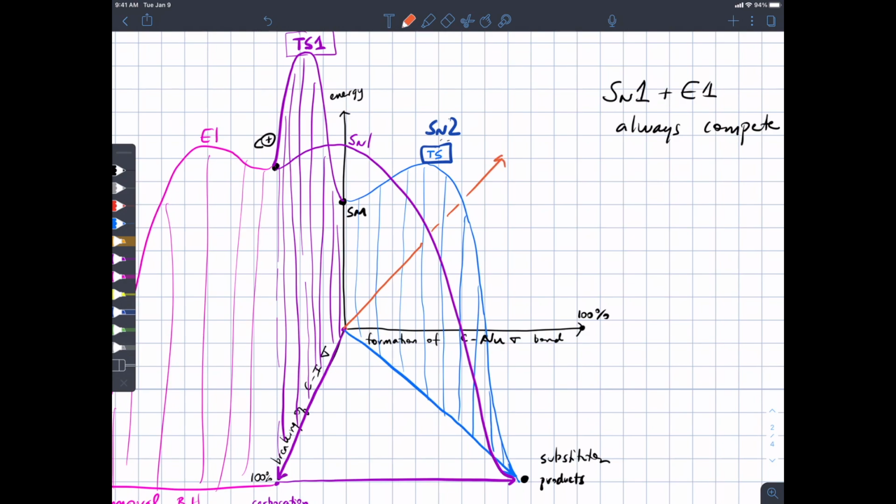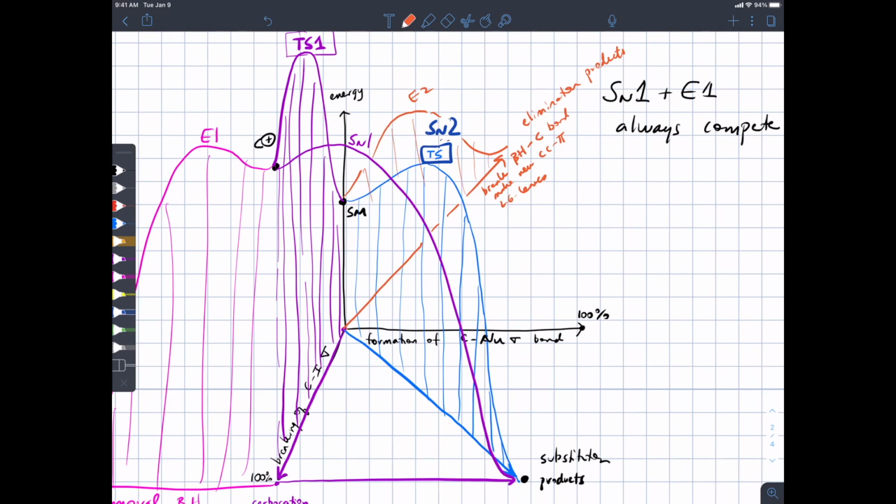This will be break the beta hydrogen to carbon bond, make the new carbon-carbon pi bond, and a leaving group leaves all at once. And yeah, we would find, I mean, this is going to be kind of hard to draw, but we would find down here are elimination products. This is the E2 transition state. I guess I should have drawn it behind the SN2 words. You have to imagine that going off into the page.